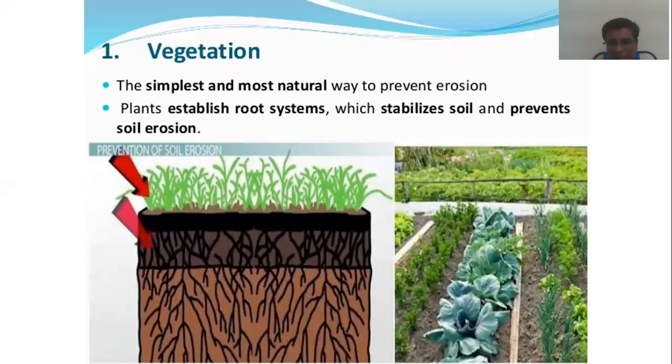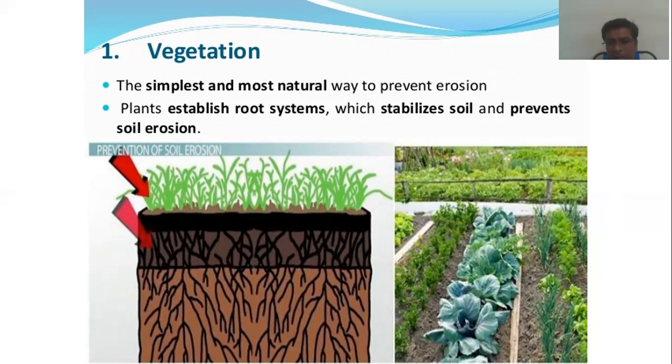Vegetation is the simplest process. We have already discussed the advantages of forests, or the use of forests. It protects the soil from erosion.